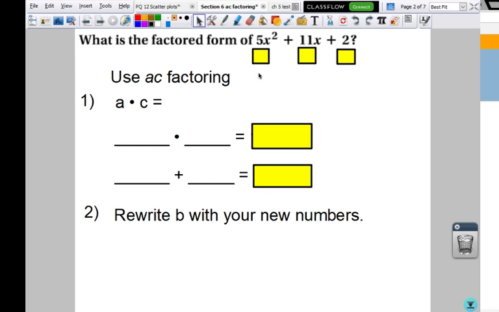Because if I was going to do that, what times what is 2 and adds up to 11? What times what is 2? 2 and 1. That's it. 2 plus 1 is 3. That doesn't work. So we're going to learn what's called AC factoring.